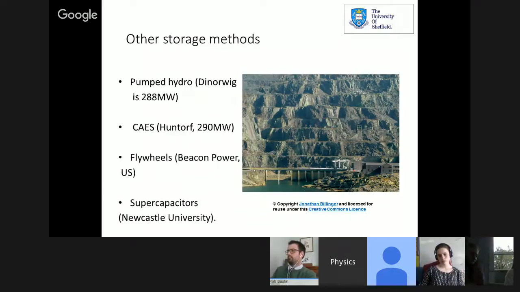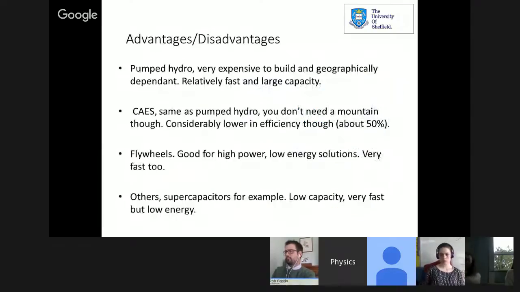There's also faster stuff for shorter, high power, low energy systems. So for a lot of power very quickly. Flywheels, Beacon Power in the US, they've been pioneering that. And I went to a very interesting talk the other day at Newcastle University, where they're experimenting with supercapacitors at the moment on a microgrid system they've got there. So there are other methods of storing energy, but they've all got their advantages and disadvantages. Pumped hydro is extremely expensive to build, and you need a mountain, which is quite tricky, particularly if it's geographically dependent and possibly sensitive.